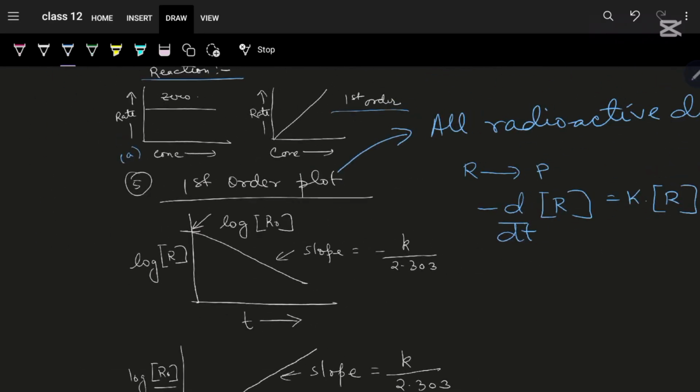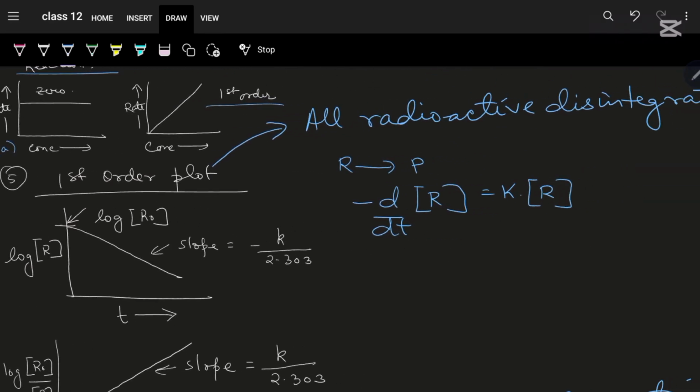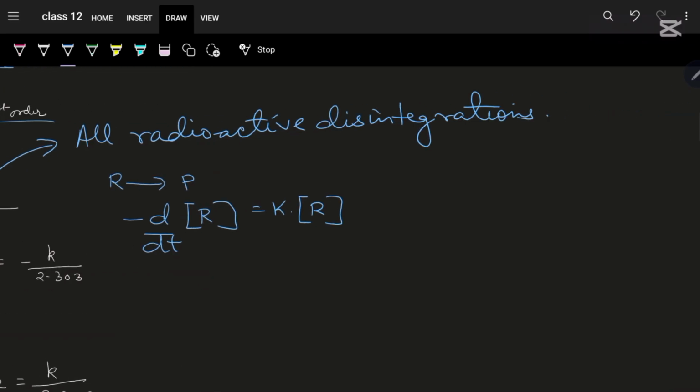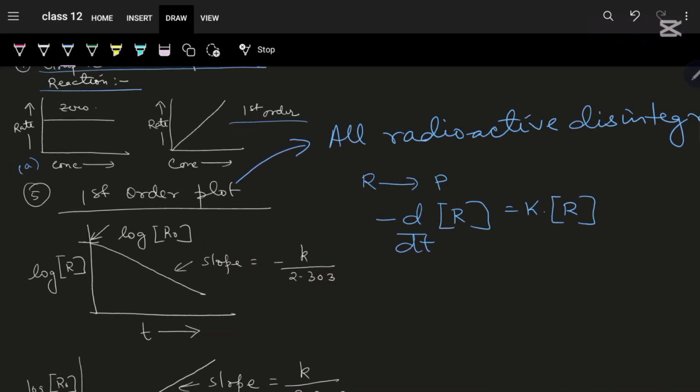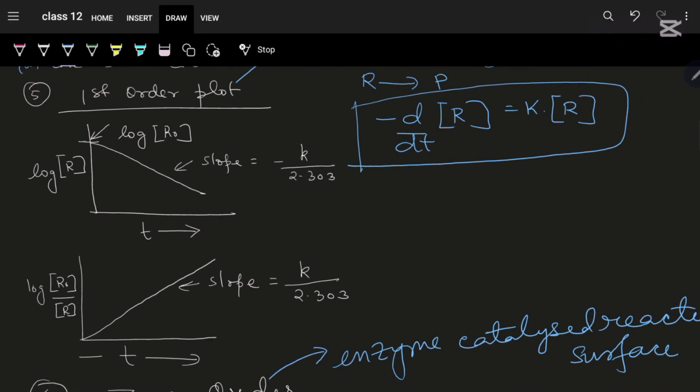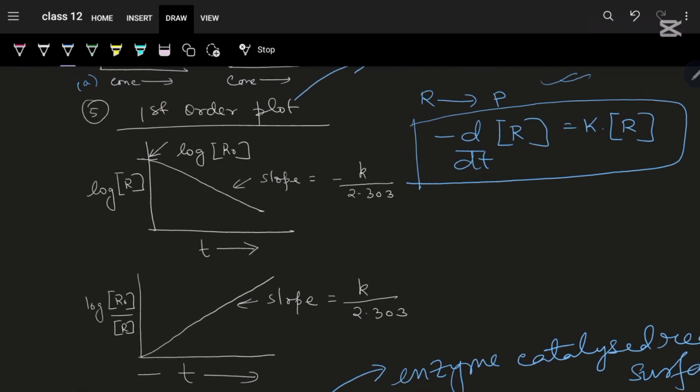For the first order reaction, all radioactive disintegration is of first order, and over here I have shown you that from reactant to product, this is how in a differential form the rate expression is written. Minus d[R]/dt is equal to K into molar concentration R raised to the power 1, because it's a first order reaction. The negative sign is showing that with respect to time the concentration of the reactant is decreasing.